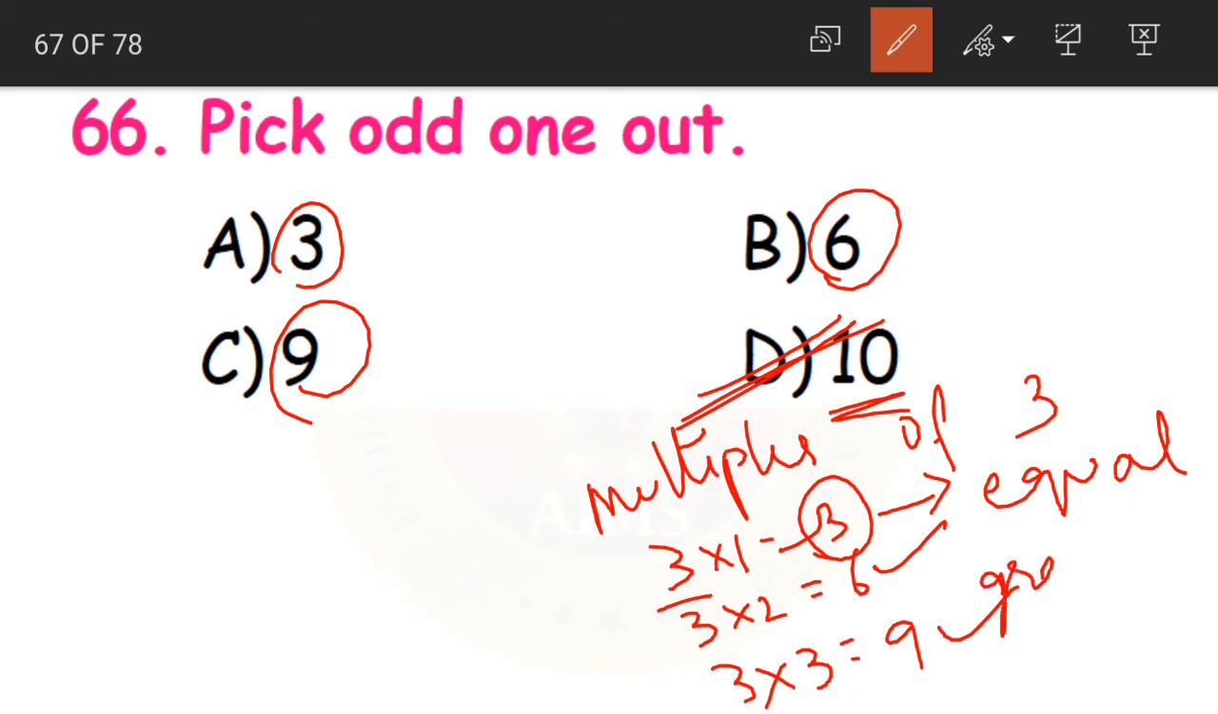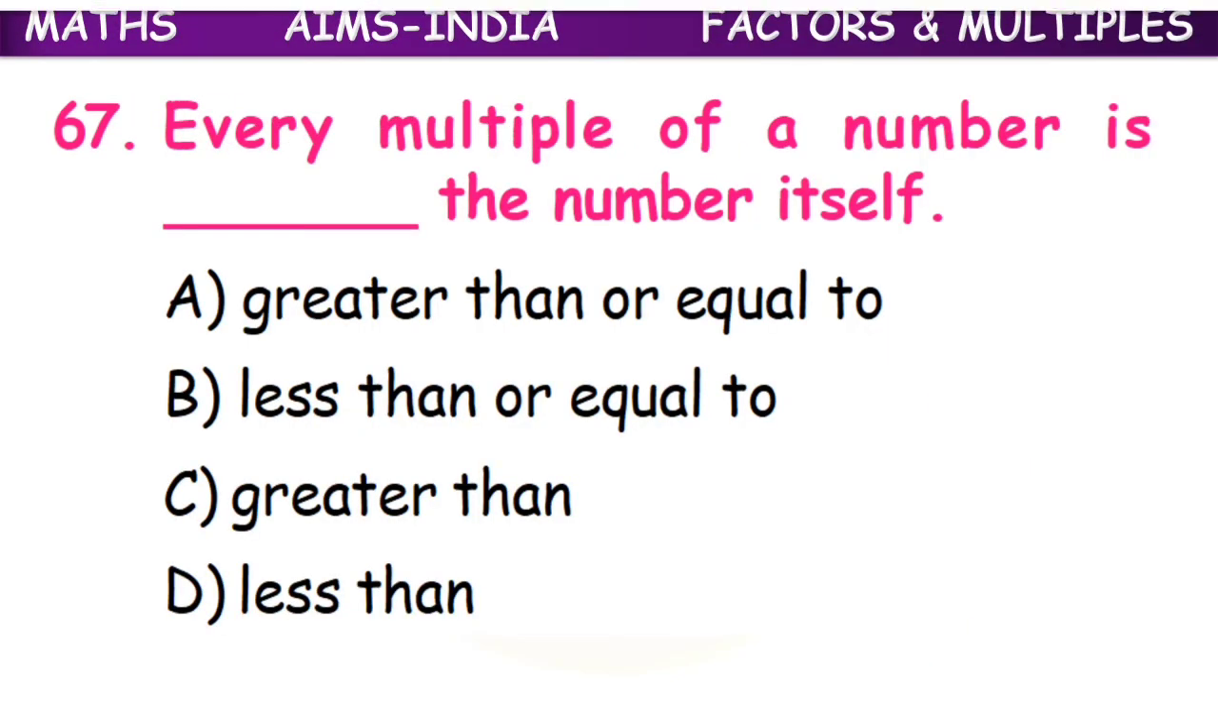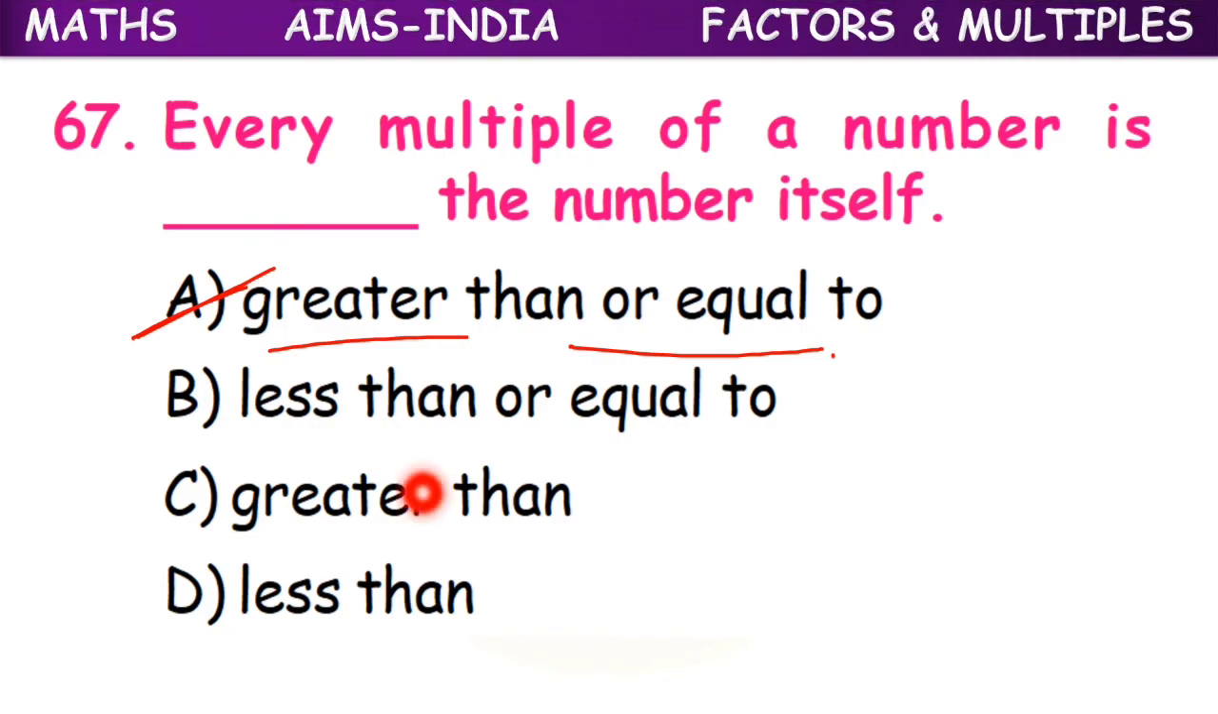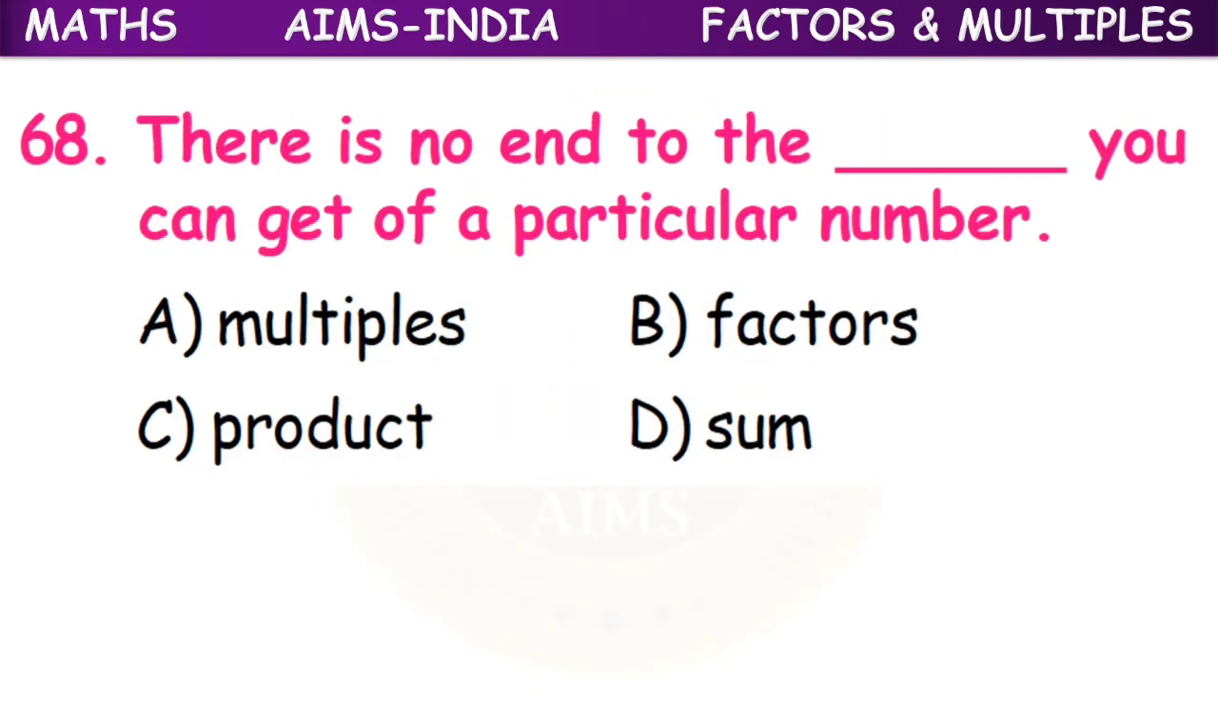Always greater than or equal to. So what is the correct answer? Option A, greater than or equal to the number. And what about the factors? The factors are less than or equal to, and the multiples are greater than or equal to the number.